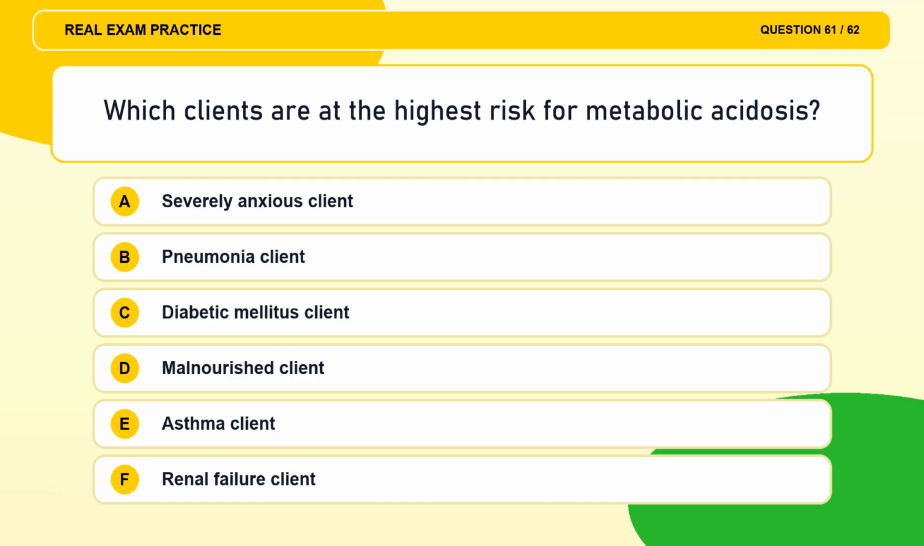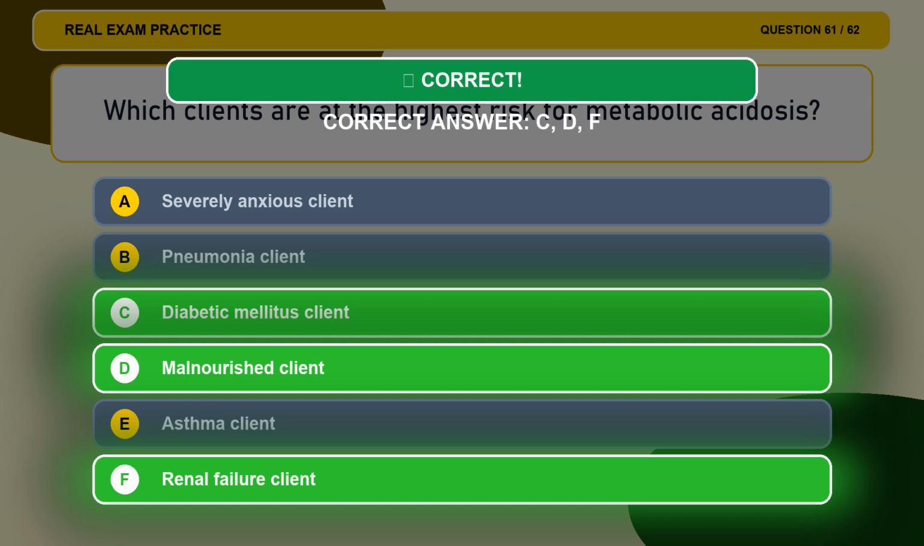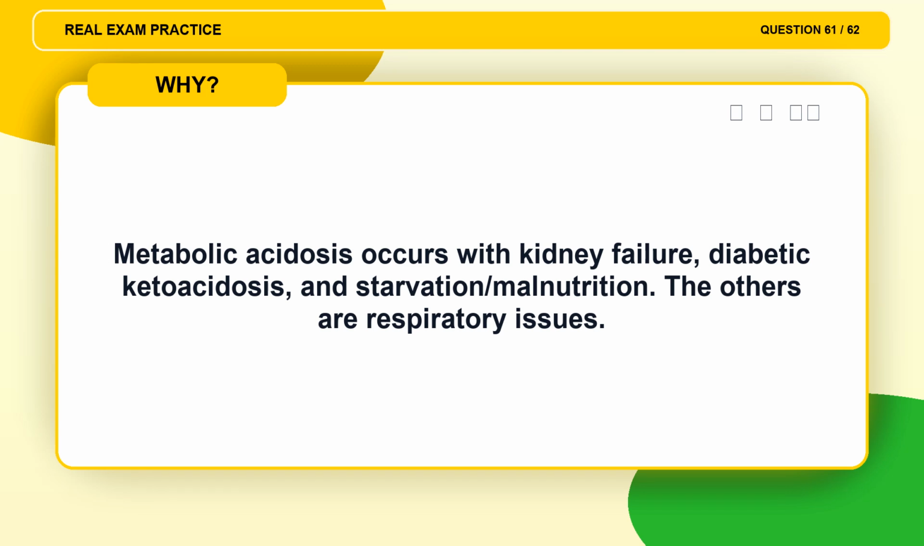Question 61. Which clients are at the highest risk for metabolic acidosis? Option A, severely anxious client. Option B, pneumonia client. Option C, diabetic mellitus client. Option D, malnourished client. Option E, asthma client. Option F, renal failure client. The correct answers are options C and D and F. Diabetic mellitus client, malnourished client, renal failure client. Metabolic acidosis occurs with kidney failure, diabetic ketoacidosis, and starvation or malnutrition. The others are respiratory issues.